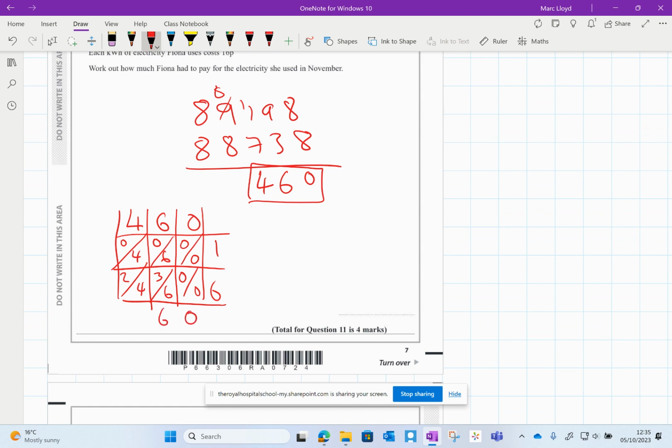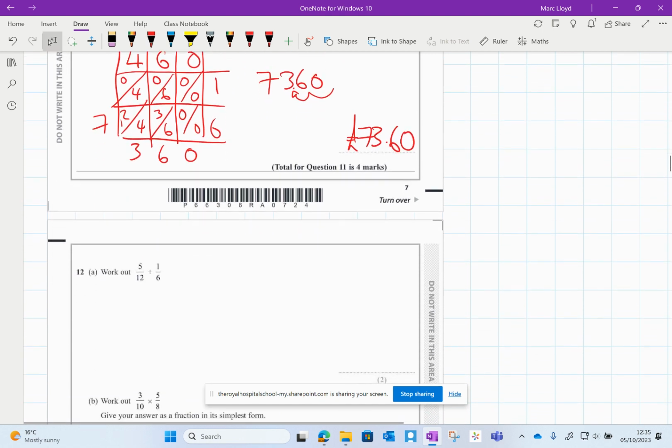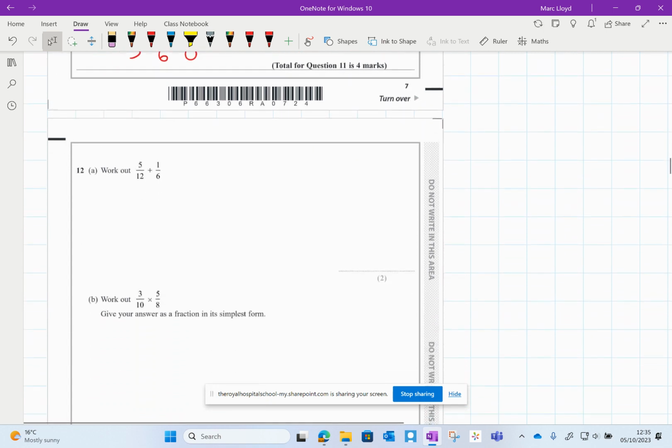So 0, 6, 3 makes 13, so my 1 goes into that next column, and then we've got 7. So 7,360 pence. Divide that by 100, gives us £73.60. Put the 0 on at the end. You need to do that because it's pence, and we have 2 decimal places for pence.